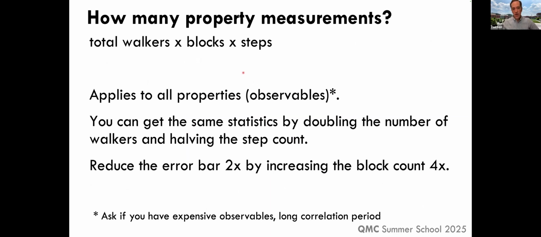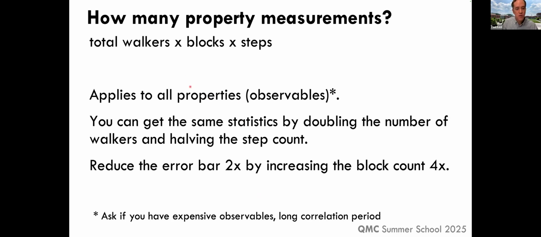Now, how much work is going to be done? How many property measurements going into the error bars of the properties that we're interested in? And this is a place where we had a couple of questions. Well, in variational Monte Carlo, very simply, it's the total number of walkers that we have times the number of blocks times the number of steps. And this actually applies to all properties. You can see there's some extra notes here if you really want to tune a calculation for maximum efficiency.